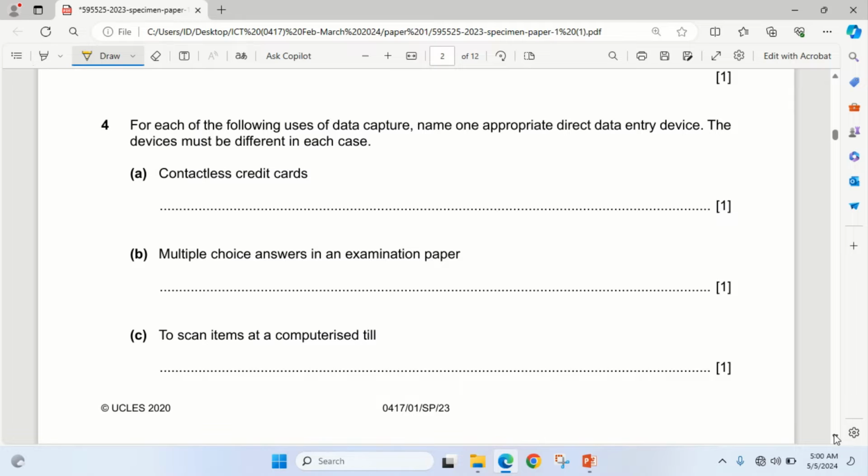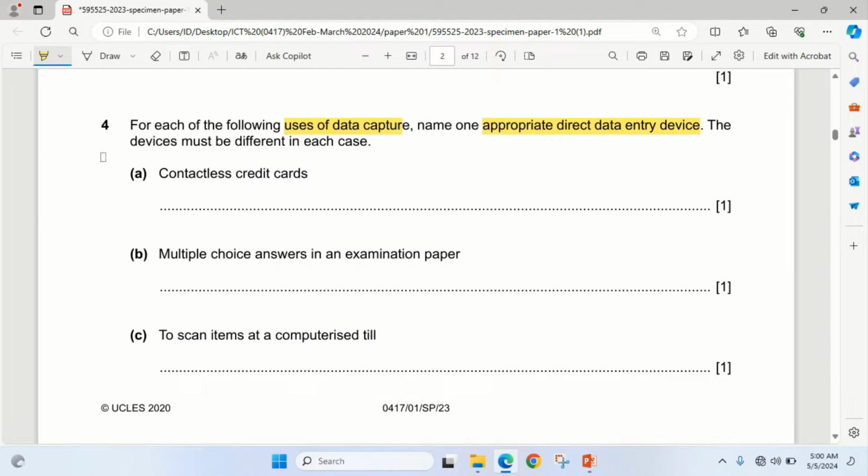Then question 4, for each of the following uses of data capture, name one appropriate direct data entry device. Direct data entry devices are used to enter data automatically into the computer, not manual data entry. They are input devices that are used to enter data into the computer directly or automatically without human intervention. So the devices must be different in each case, so take note of that.